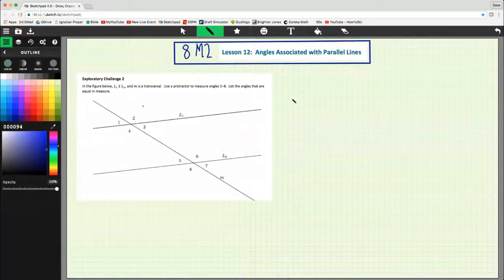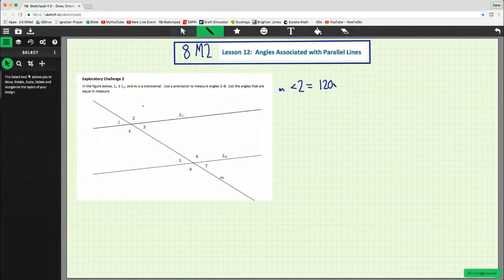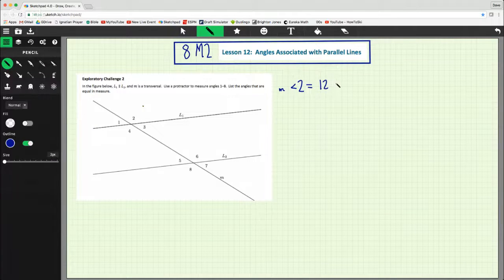So let's pretend that we measure angle 2. And let's say that the measure of angle 2 equals 122 degrees. So my question to you is, what is the measure of angle 6, and why?